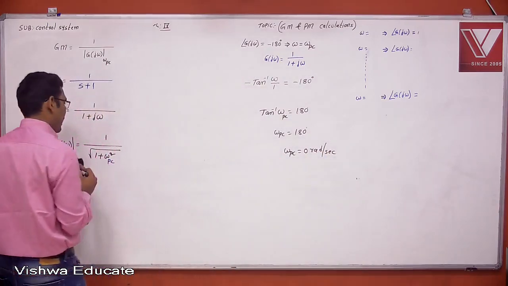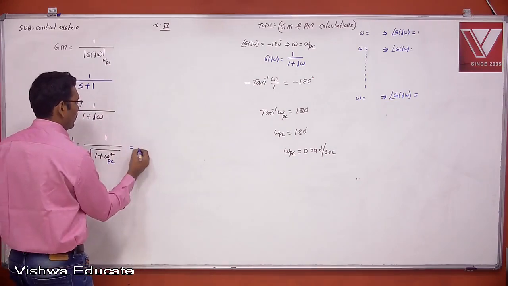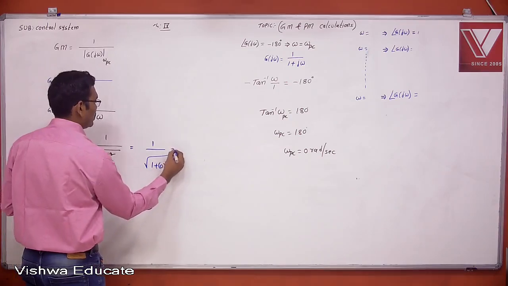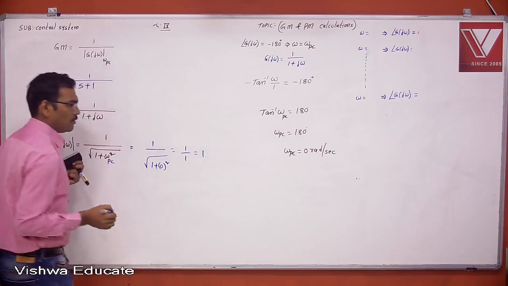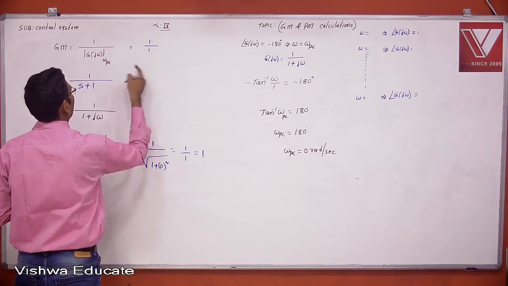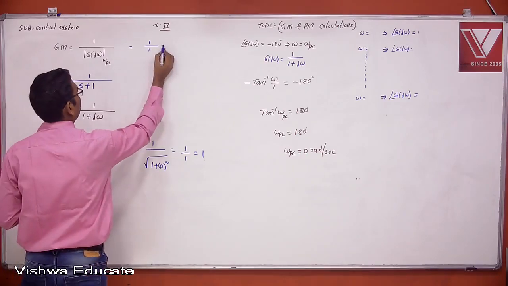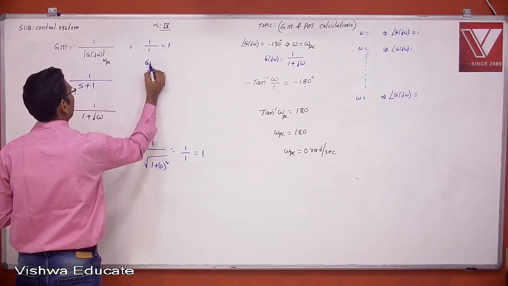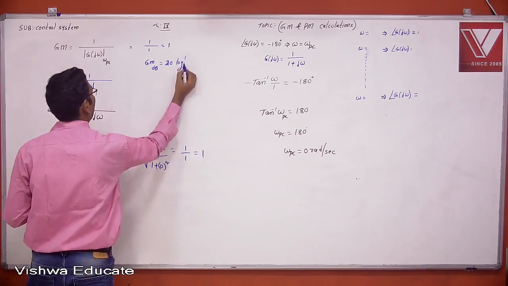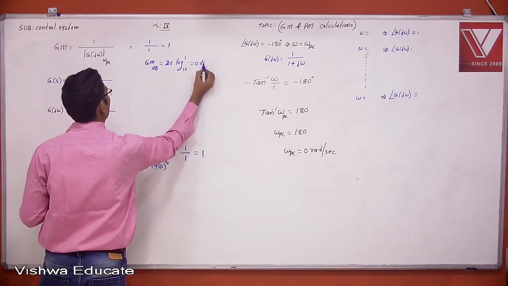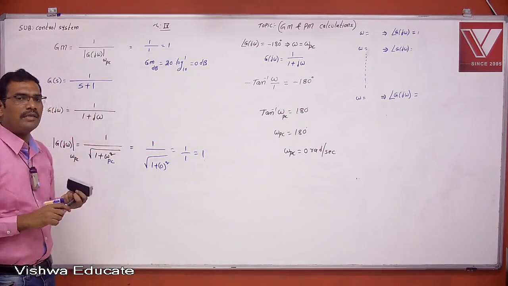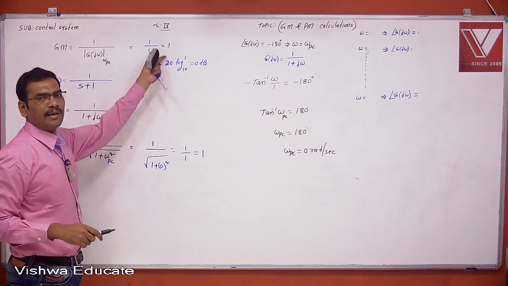And if you substitute, the magnitude is equal to 1 divided by square root of 1 plus 0 square, which is equal to 1 divided by 1, which is equal to 1. Similarly the gain margin is the reciprocal of that, which is equal to 1. And the gain margin in terms of dB is 20 log 1 base 10, which is equal to 0 dB. Now the options may be in terms of 1 or in terms of dB. Therefore it may be 1 as a gain margin or 0 dB.